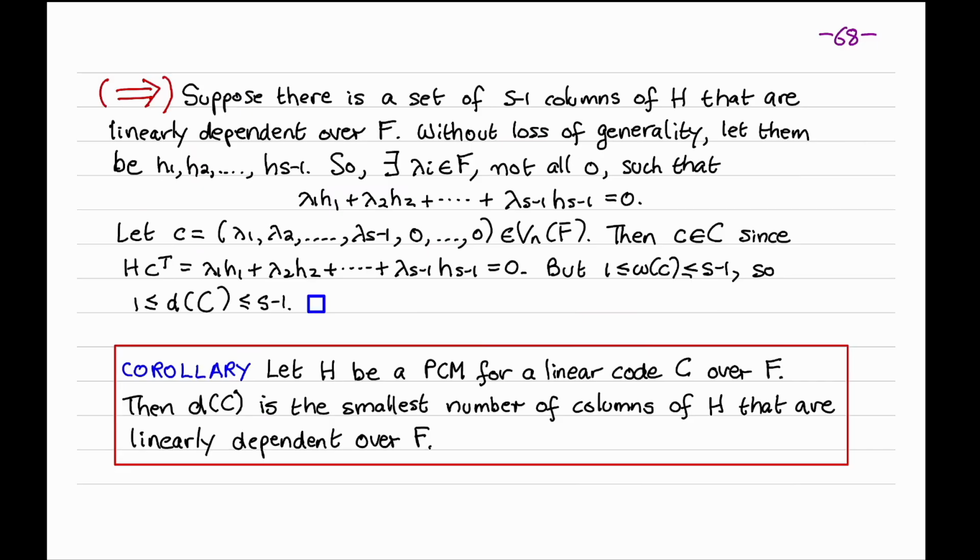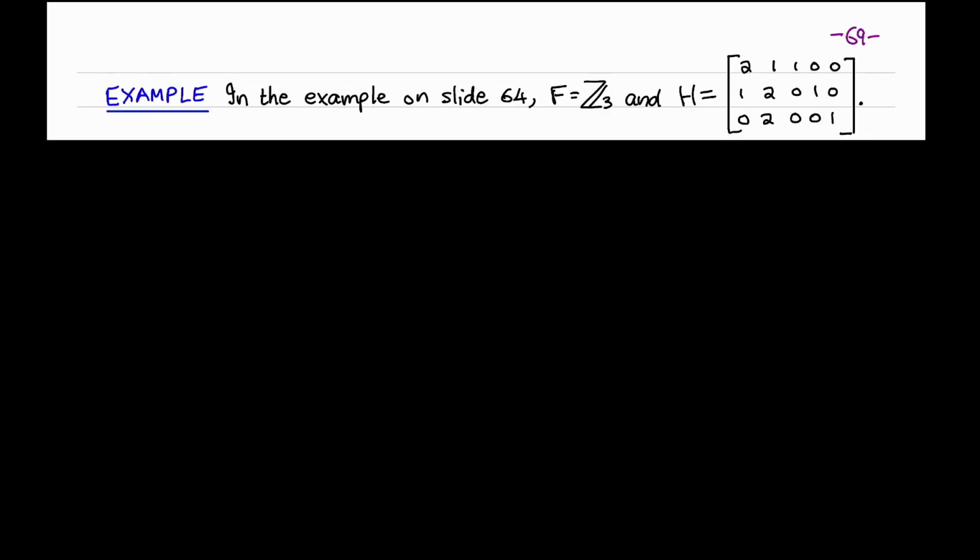As an immediate corollary, I can say that if H is a PCM for a linear code C over F, then the distance of C is the smallest number of columns of H that are linearly dependent over F. Let's do some examples of this corollary.